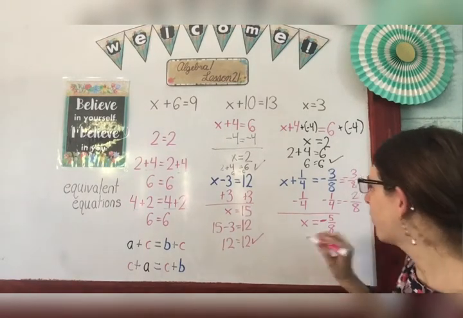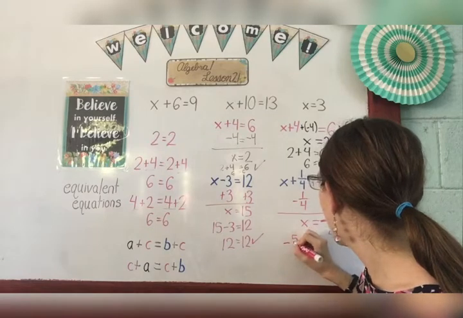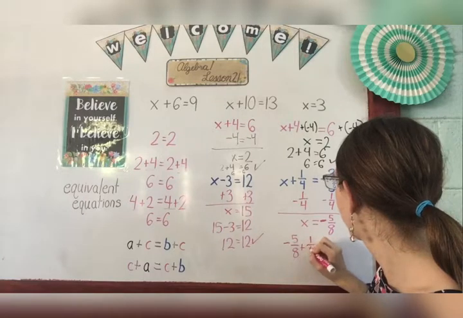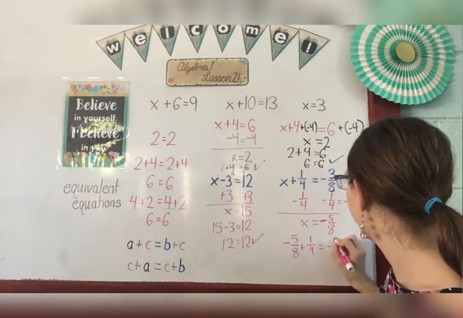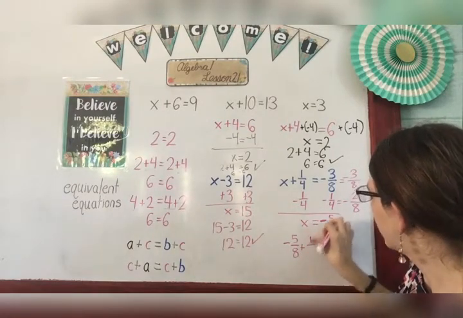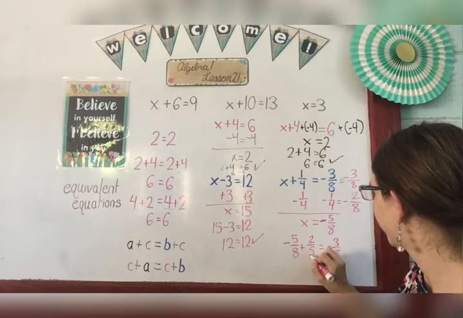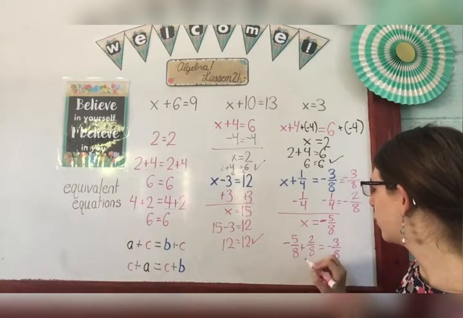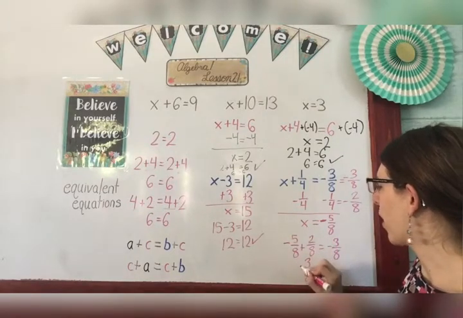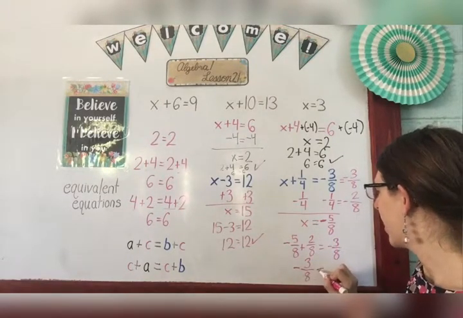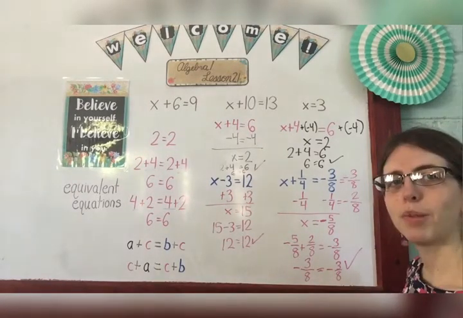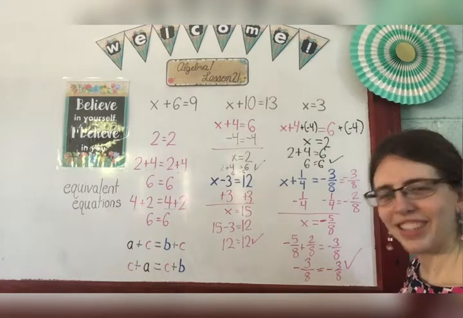So now I'm going to put negative 5/8 in place of x. Negative 5/8 plus 1/4 equals negative 3/8. I change my 1/4 to 2/8 so that I can add it. So I have 5 minus 2 is 3. Denominators stay the same. My negative number has the greater absolute value, so it's a negative. Negative 3/8 equals negative 3/8. My answers match, so my problem checks. Not so hard, right? You got this.